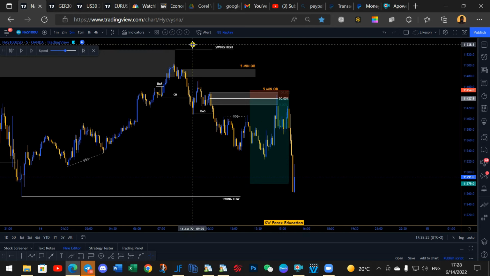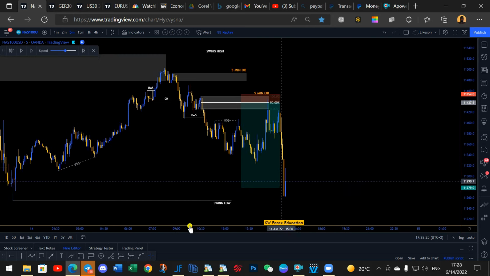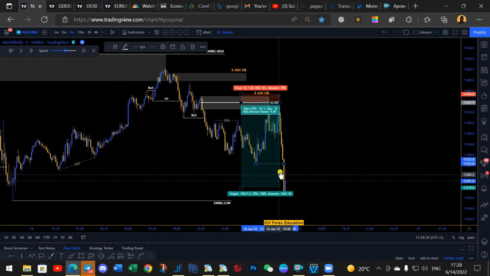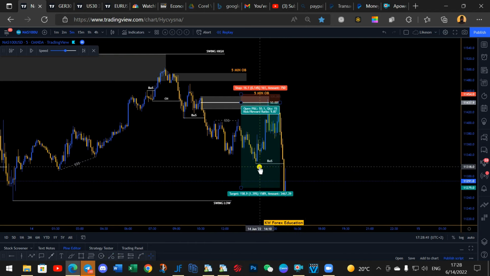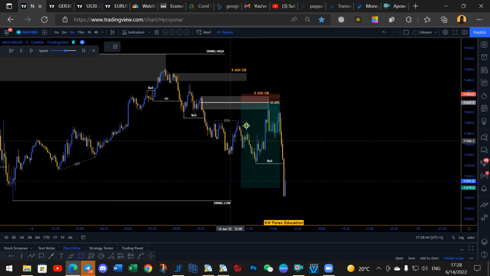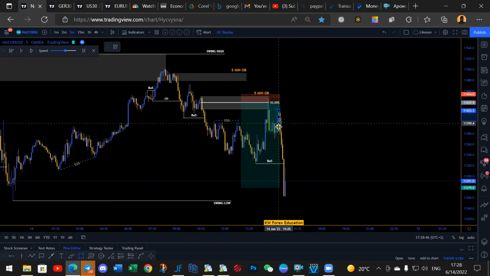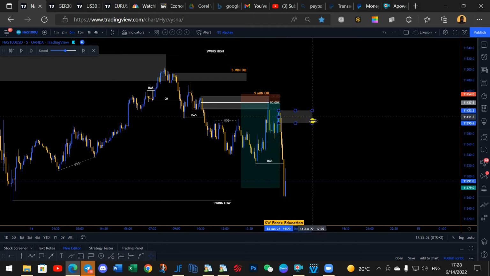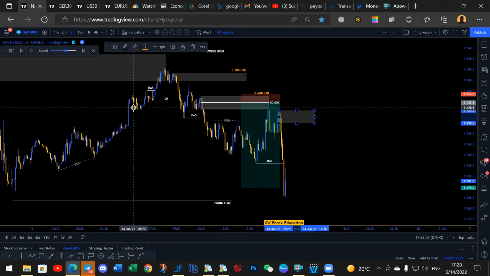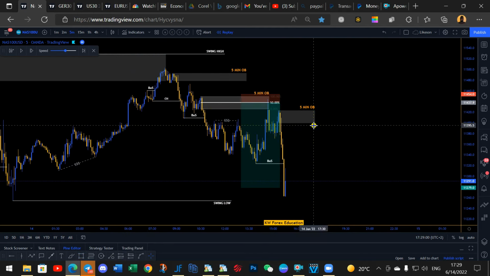After it hit take profit, I saw another opportunity to re-enter. So I could see here we had another break of structure. We had another break of structure here. And then after this break of structure, the last bullish candle before our bearish movement was this one. So I consider that another order block on the 5 minutes time frame.